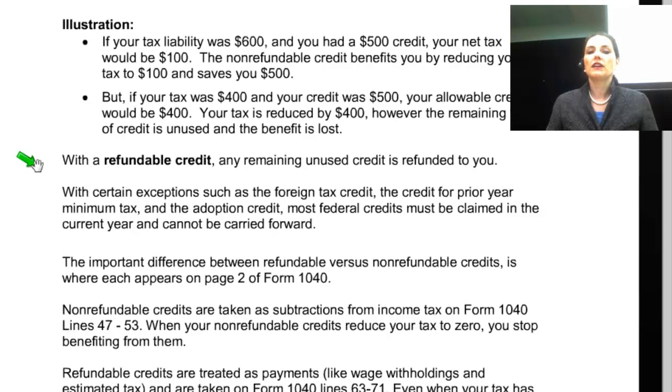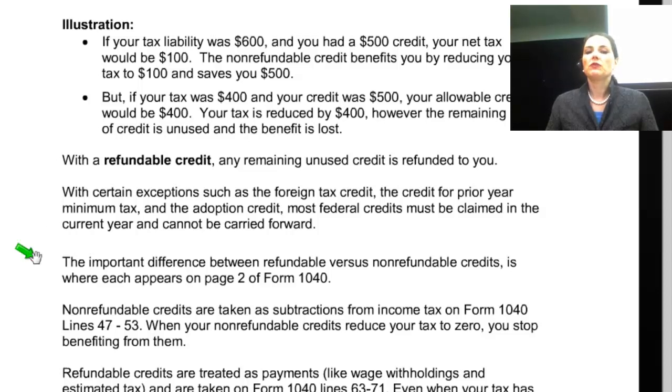So with a refundable credit, any remaining credit does get refunded to you, and that means you benefit from the credit in full regardless of how much tax you pay. Now, with certain exceptions such as the foreign tax credit, the credit for prior year minimum tax, and the adoption credit, most federal tax credits have to be claimed in the current year and cannot be carried forward.